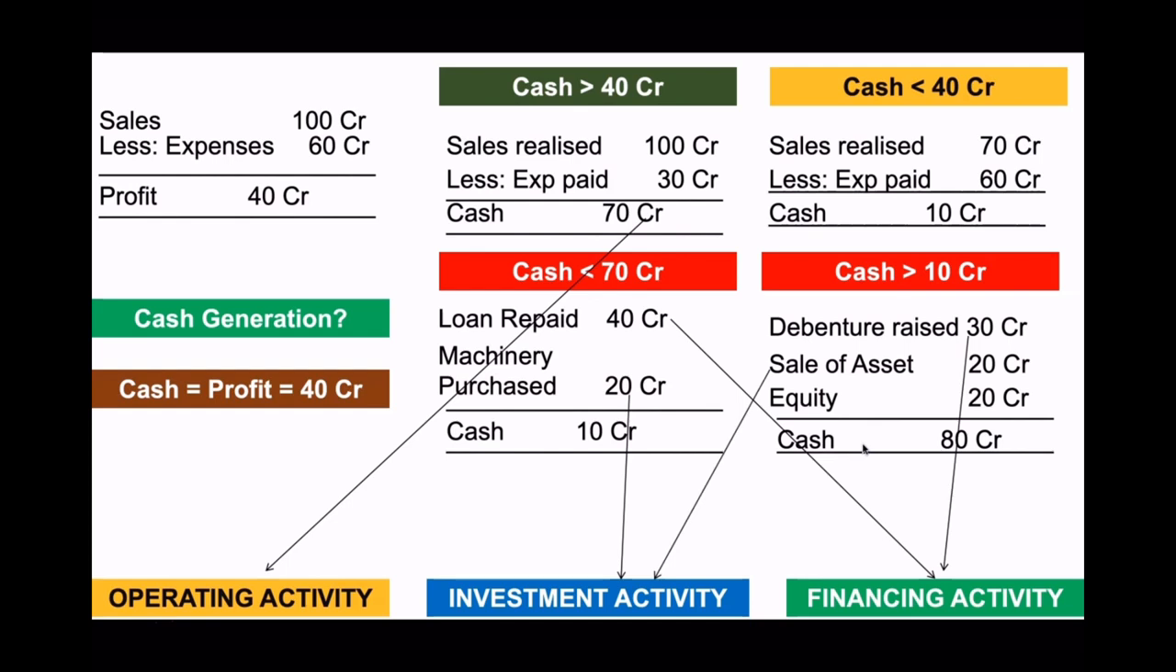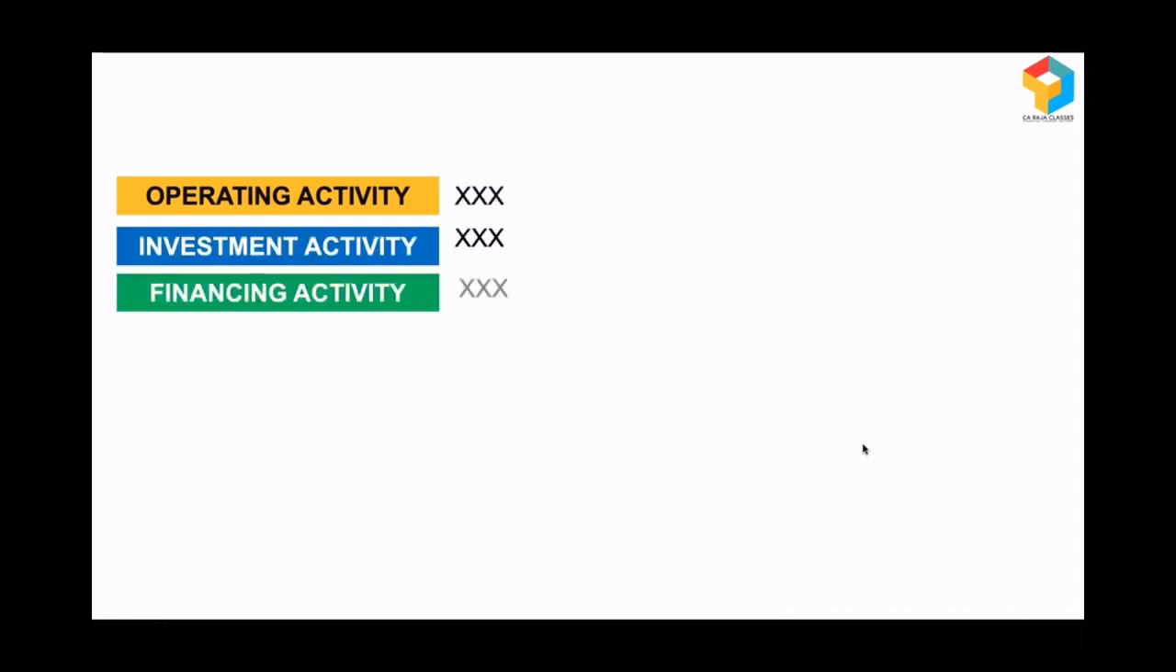And they have sold assets for 20 crore. They are disposing of their investments, as a result of investment activity. Whereas this equity of 20 crore which had come in is a result of financing activity. And finally the 10 crore cash is a result of operating activity. So what we can infer is, in business, cash can come in and go out under three activities: operating activity, investment activity, and financing activity.